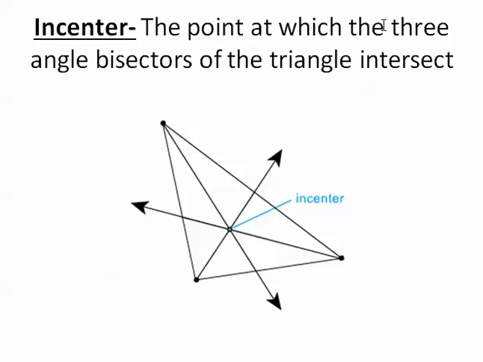It's the point at which the three angle bisectors of a triangle intersect. So if I draw some angle bisectors, let's start with this one right here. It cuts this angle in half. That is an angle bisector. This one down here would also be an angle bisector, and this one over here is also an angle bisector. The point at which all of those meet is called your incenter.